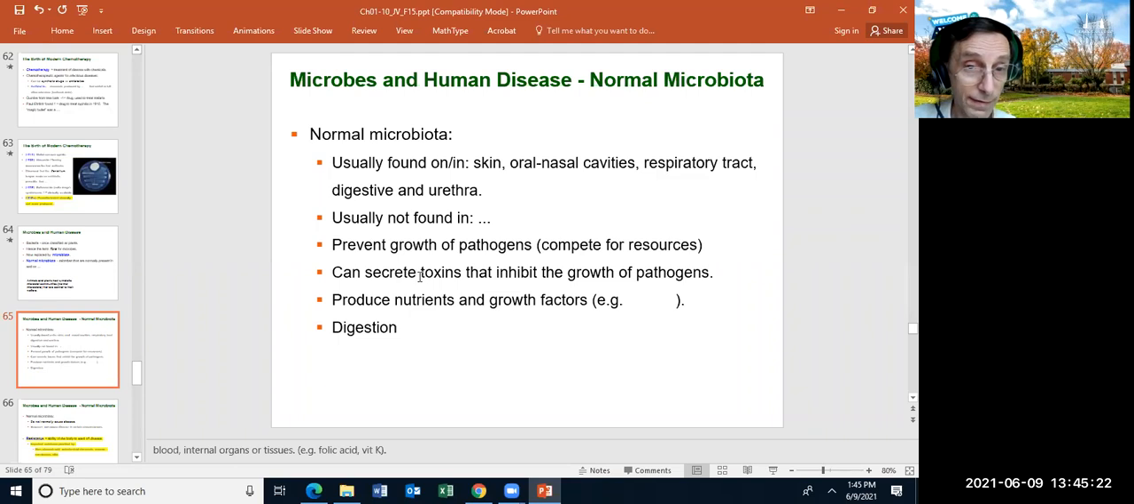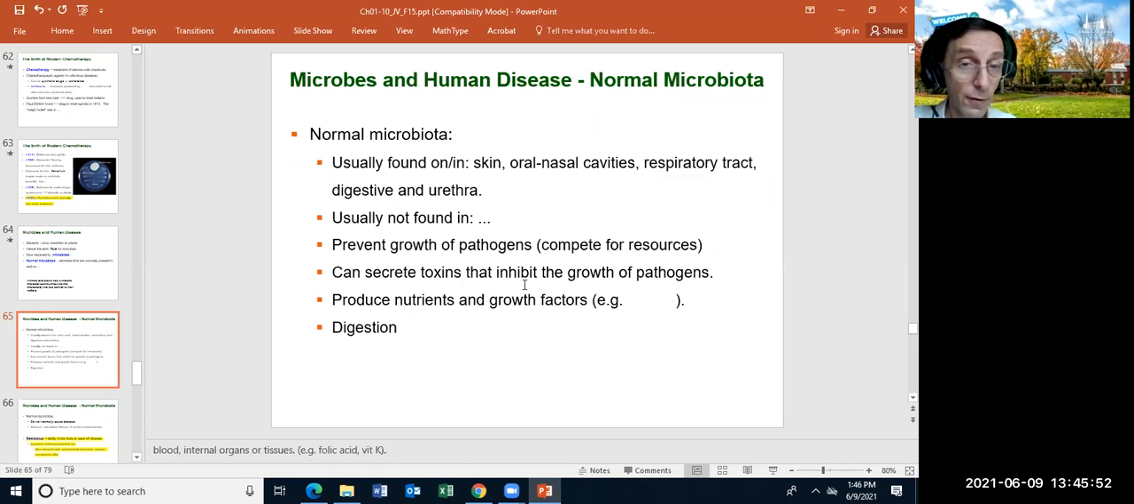For example, some of the bacteria in your mouth produce toxins that inhibit the growth of pathogens. And the E. coli in your gut can produce a toxin that inhibits the growth of a pathogen, like salmonella. So if the salmonella gets near that E. coli, it's not going to grow.